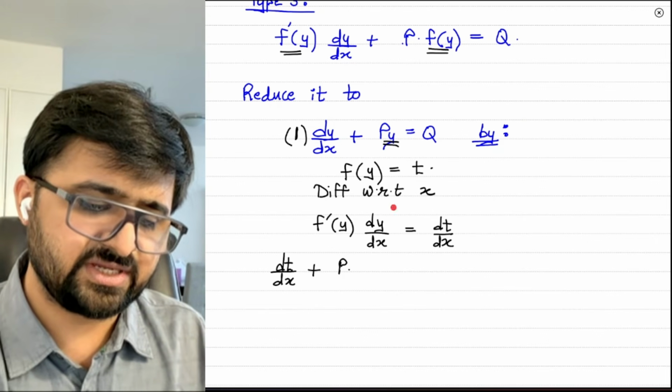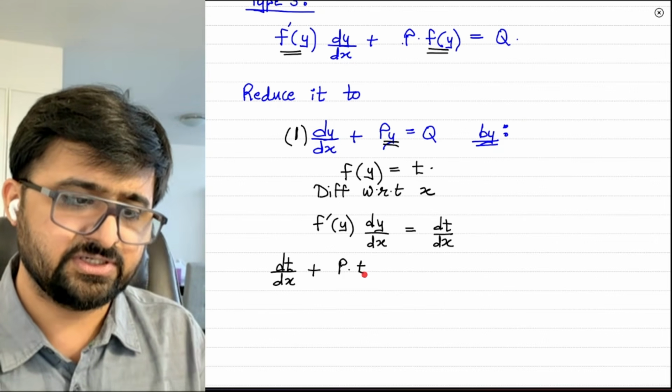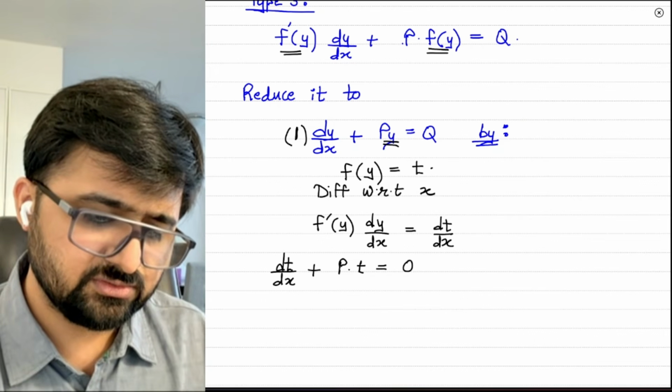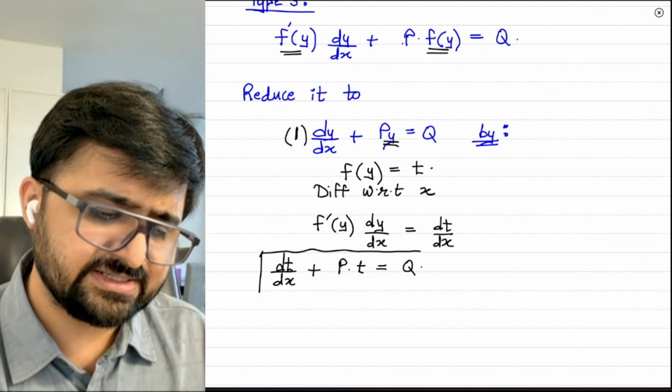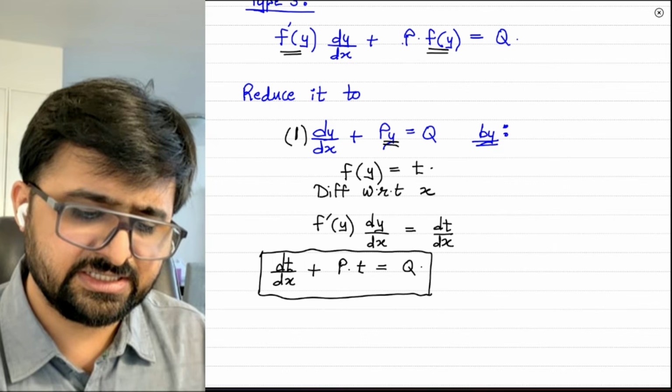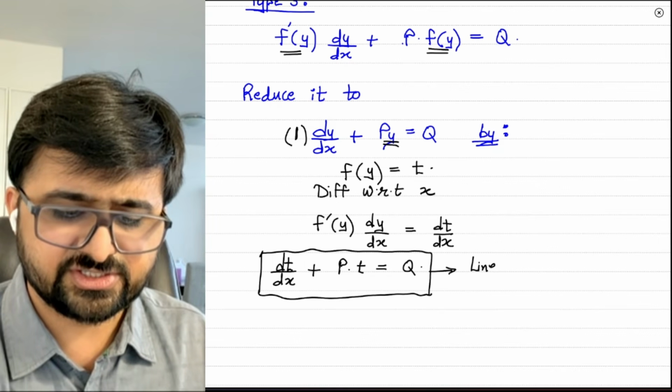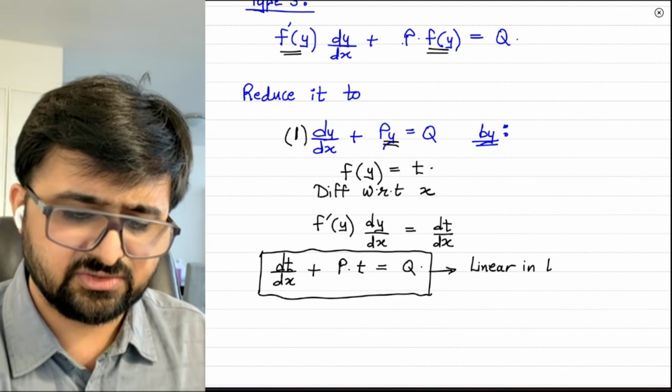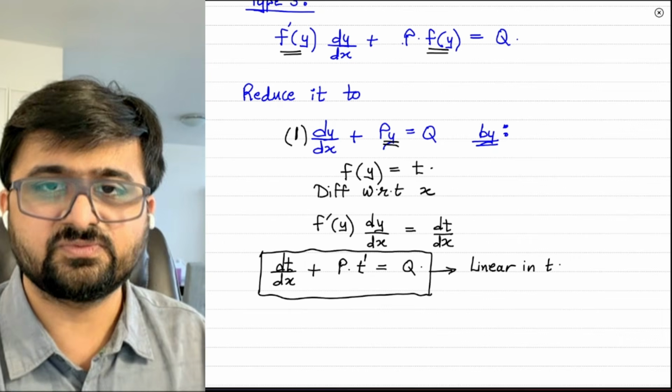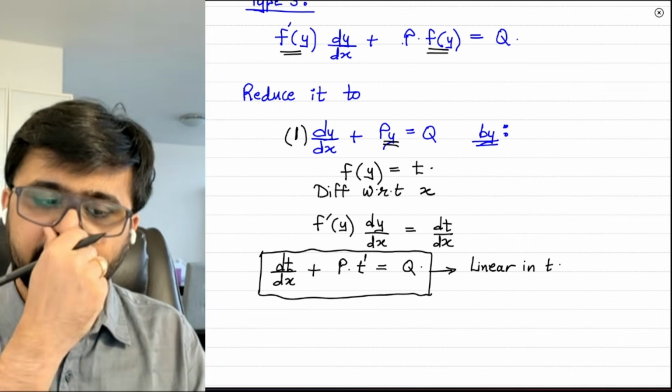This is t. Okay, I'm making the substitution: f(y) is equal to t, and the right side is q. So that is now linear in t. This is a linear differential equation in t. Notice that now t occurs only once with power 1, which is why it is linear in t.